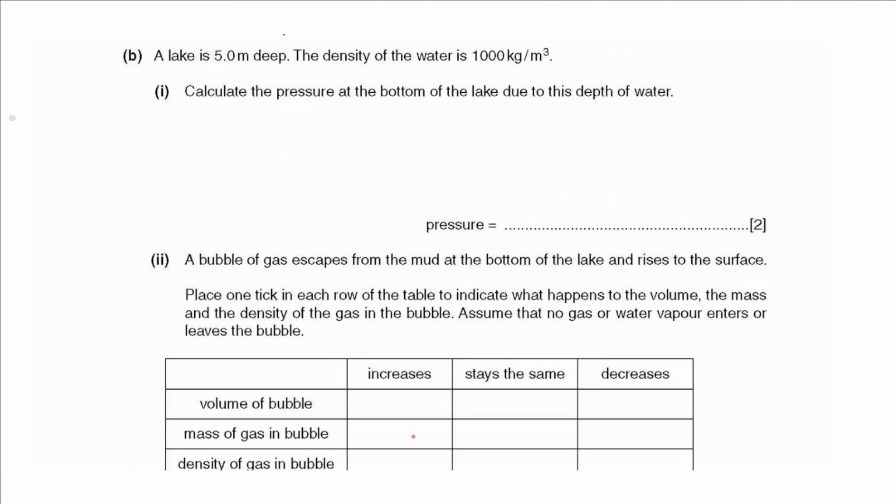Part B says a lake is 5 meters deep. The density of the water is 1000 kilograms per meter cubed. First, calculate the pressure at the bottom of the lake due to this depth of the water. So we can use pressure is equal to rho g h. The density is 1000, g is 9.8, and the depth here is 5 meters. This gives an answer of 49,000 Pascal, or we can write that in standard form, 4.9 times 10 to the power of 4 Pascal.